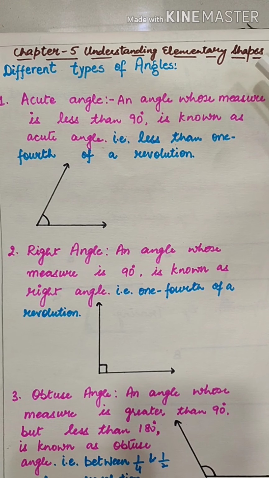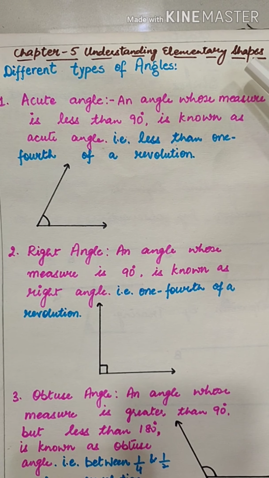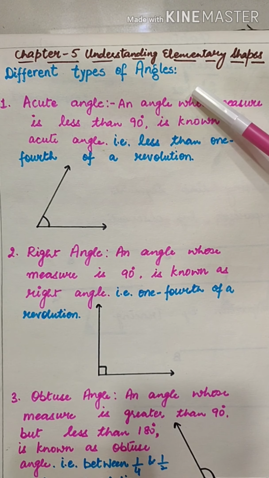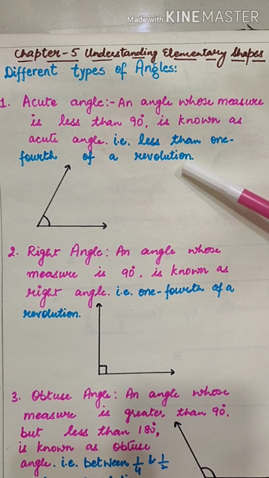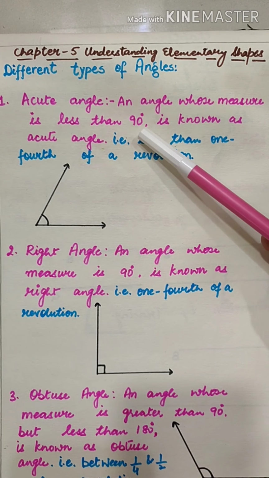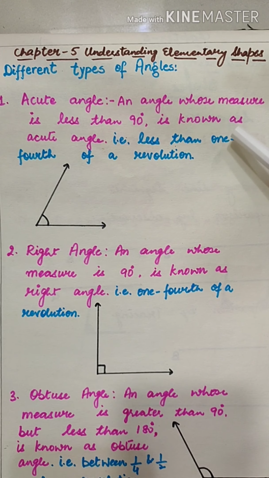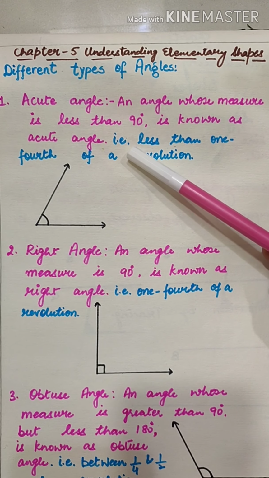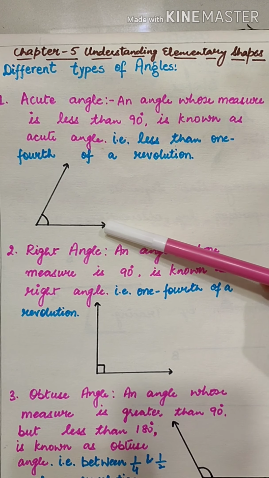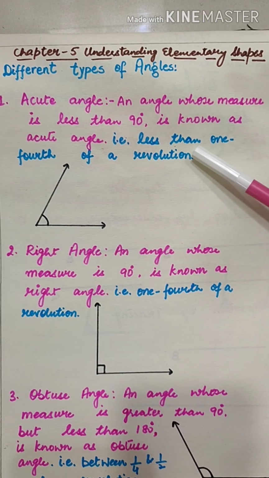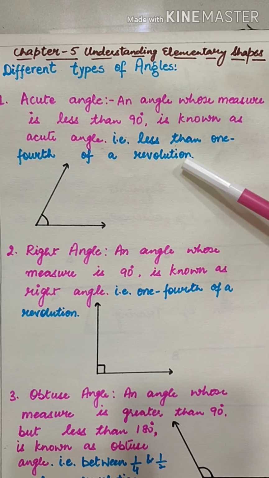So, today we will continue chapter number 5, Understanding Elementary Shapes. Under this, we will do different types of angles. So, first angle is acute angle. An angle whose measure is less than 90 degree is known as acute angle. So this angle is acute angle. This is also known as less than 1/4 of a revolution.